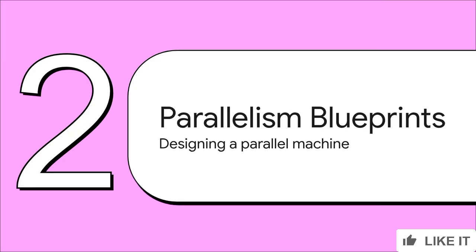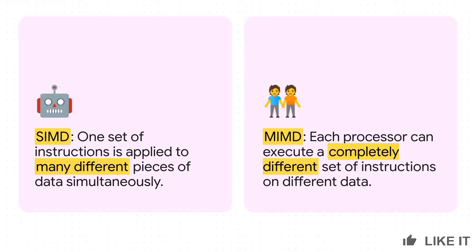Okay, section 2. This is where things get really interesting. Once you commit to building a parallel machine, you're immediately at a fork in the road. There are 2 huge, fundamental choices you have to make right at the start, and they'll define everything about how your computer thinks.